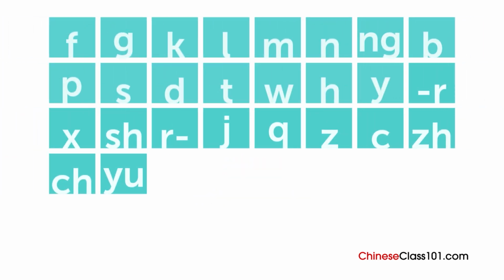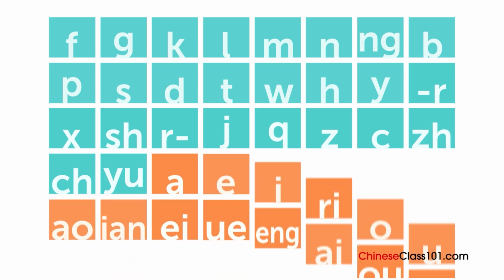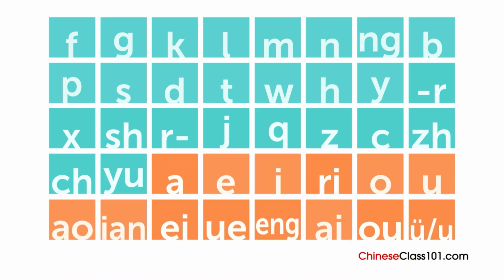Now, let's have a look at all the sounds in Chinese. There are 26 consonant sounds and 14 vowel sounds in Chinese. You can form every single word in Chinese by using these sounds. Still seem complicated? Well, how about this?